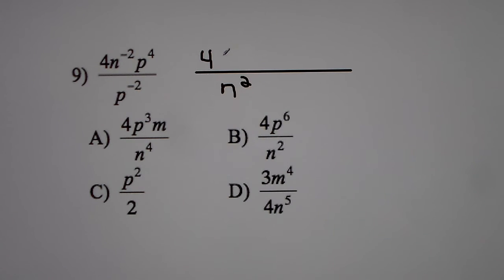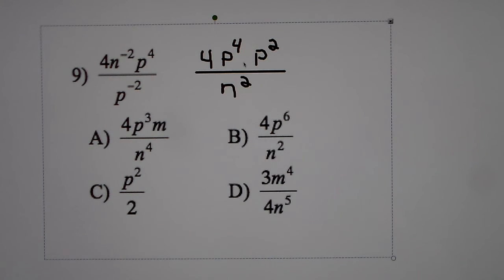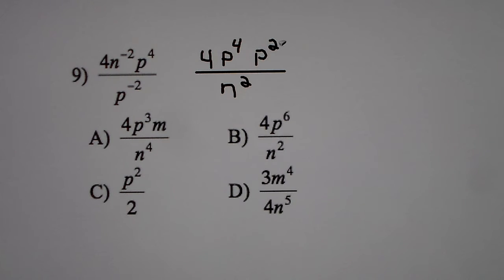Now p to the 4th, let's just leave that up there for now. And then p to the negative 2, well, we got to move that up. So we get p to the positive 2. Now, we're almost there. P to the 4th times p squared gets us p to the 6th. We could combine the 2 and the 4, we could just add them together. So now this turns into p to the 6th. So 4p to the 6 over n squared gets us B.